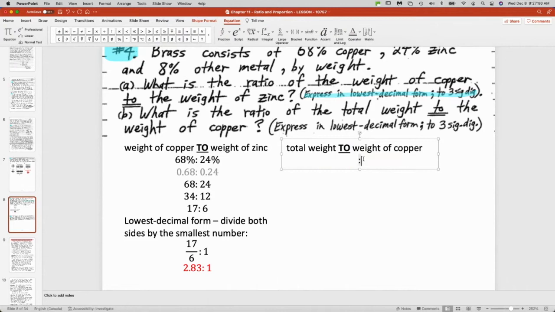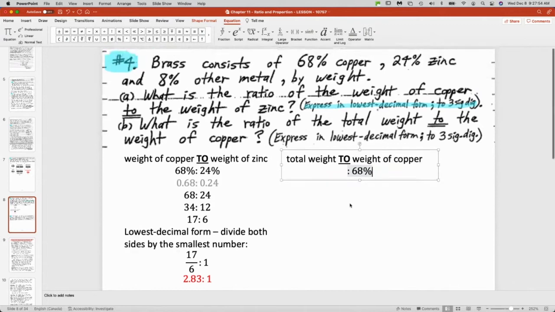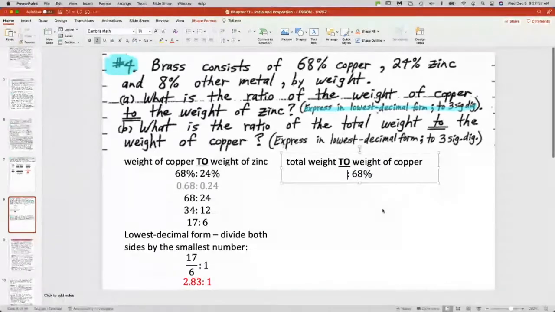Okay, I know copper. Copper is 68. But what the heck is total? They don't give us total. What's total here? What number do I put here? What quantity? What number would represent the total? That's right, Norris. I'm trying to make it sound scary, but it's actually not that bad.